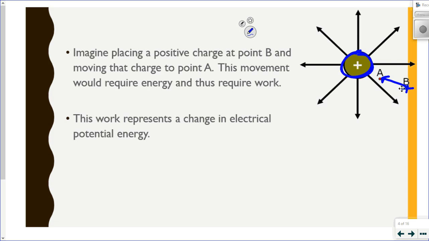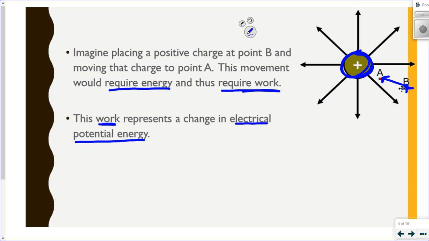So by moving it from B to A, we actually are going to require energy, which is thus the same thing as work, as you remember from our energy unit. To move this positive particle closer to another positive particle, we need to do work. This work, when we're talking about charged particles, represents a change in the electrical potential energy.